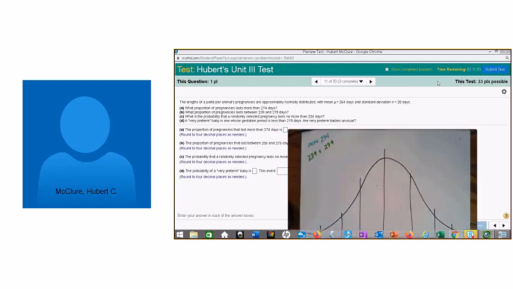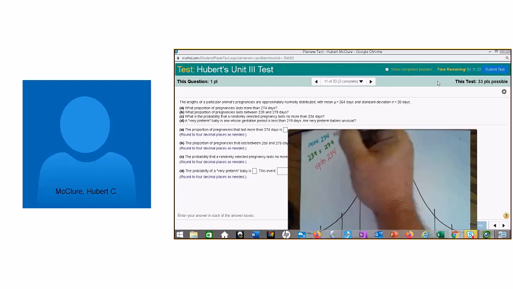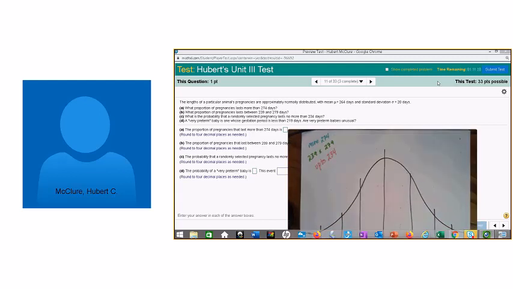That means between. No more than. Well, no more than means up to 234, doesn't it? No more than 234, so that means up to 234. So I'll do that in pink. Up to 234. And the last one we'll do in a purple. Less than 219.